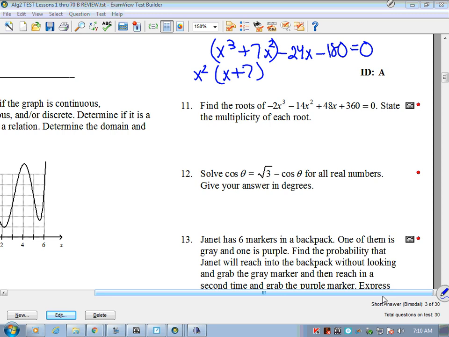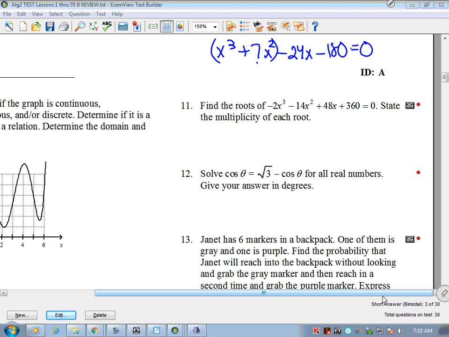See, and because I can't take 24x out, I know I'm not going to get an x plus 7. I can't take 24 out of 180. It actually comes out to 7.5. So the most I can actually do here is get it down to x cubed plus 7x squared minus 24x minus 180.